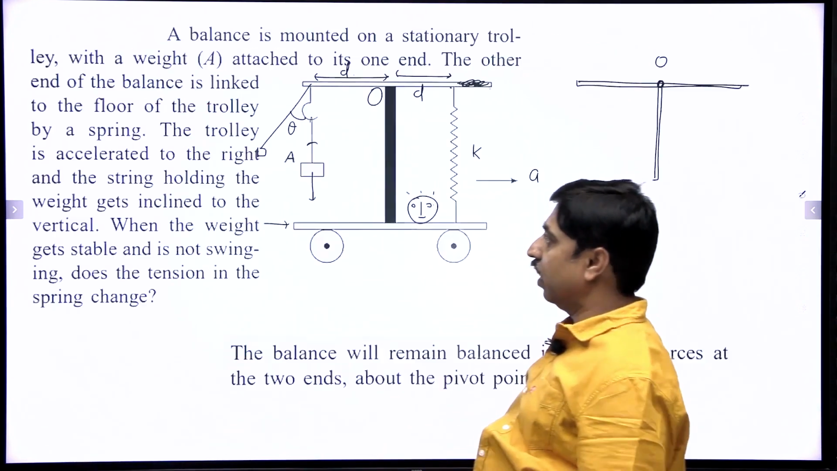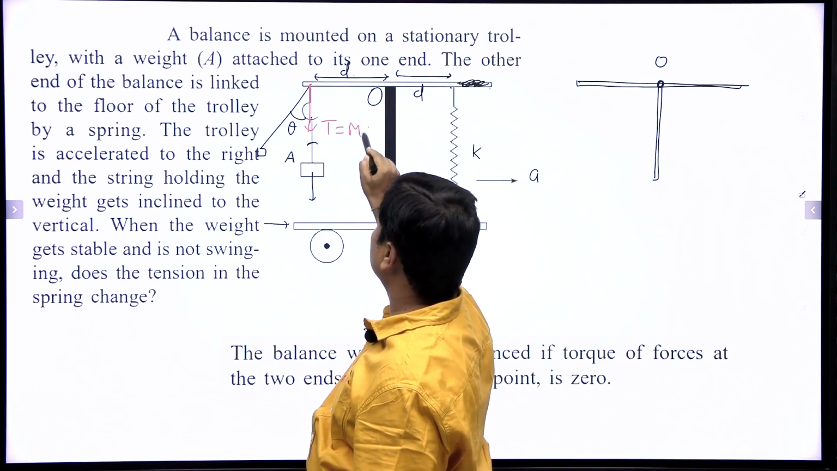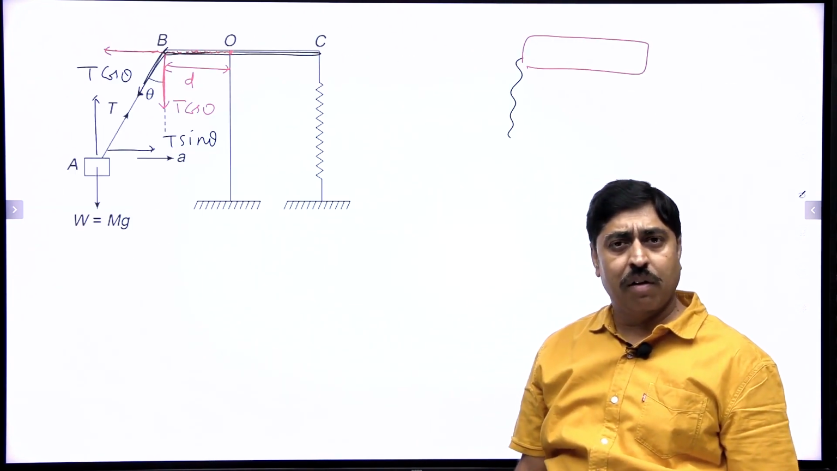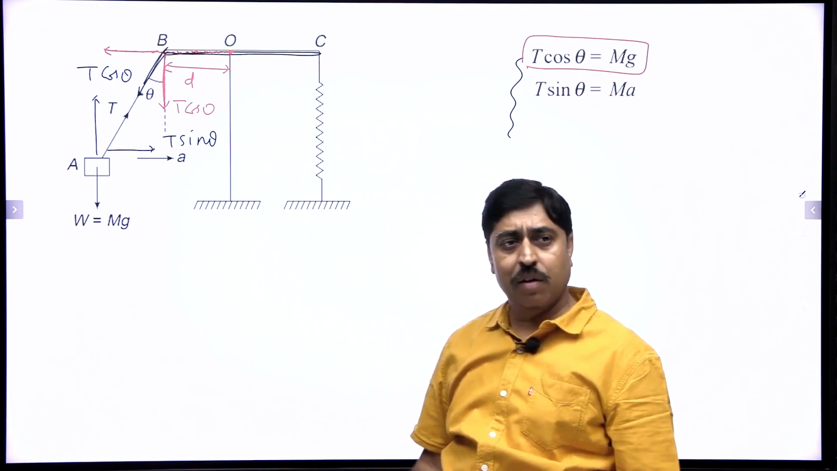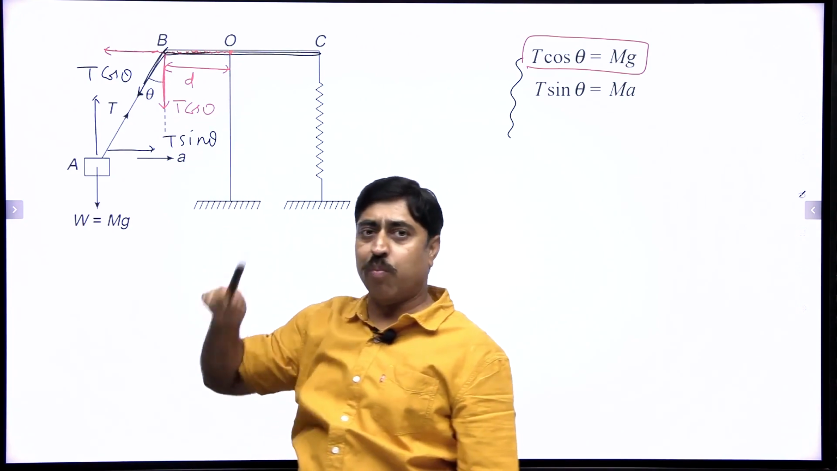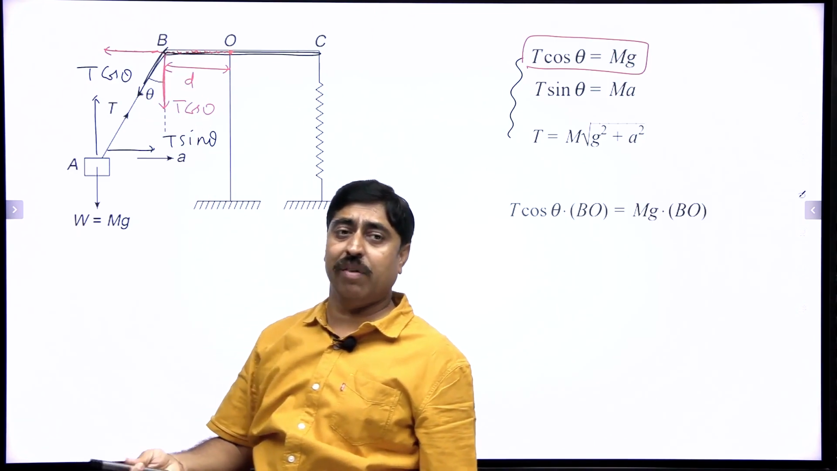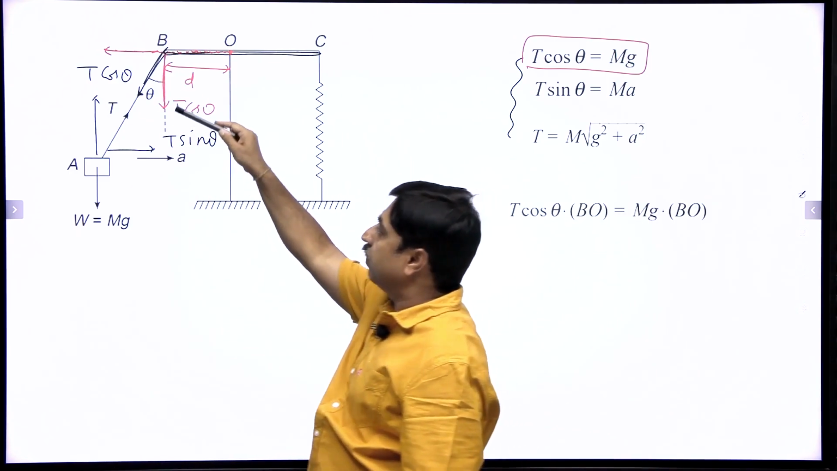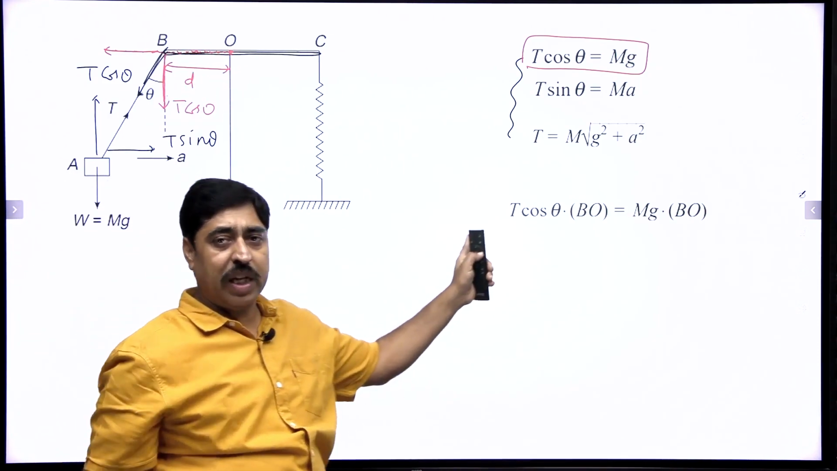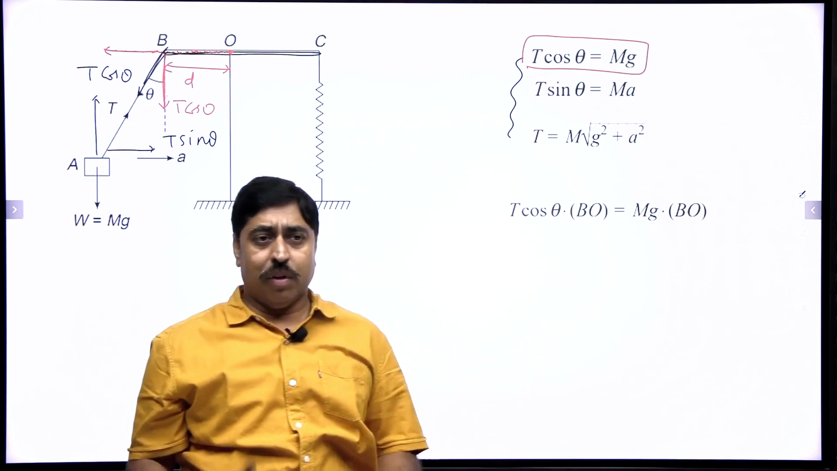When this car was not accelerated, when this trolley was not accelerated, this tension was equal to mg, and its torque about O was mg into d. Nothing has changed. Though the string has got deflected, though the value of tension has increased, the torque of this tension force about O has not changed. The reason being that the vertical component of tension remains same, it is equal to mg. So the torque of this t cos theta about O is t cos theta into this length BO, which I have written as d. So t cos theta is mg, so mg into BO. So the torque has not changed.